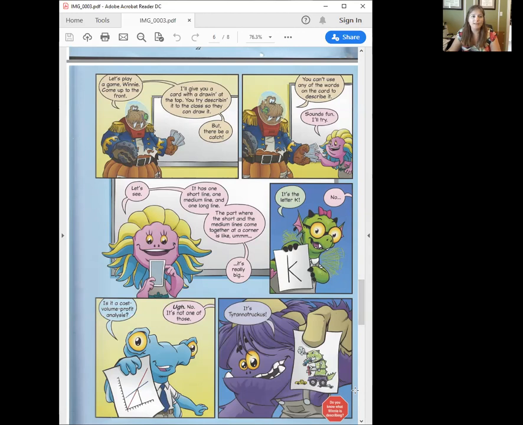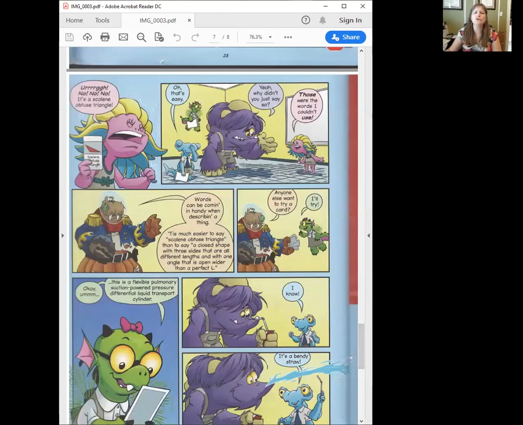Do you know what Winnie is describing? Let's read it again. 1 short line, 1 medium line, and 1 long line. So 3 different length sides or lines. The part where the short and the medium lines come together at a corner is really big. What do we call the really big one? No, it's a scalene obtuse triangle. Scalene, 3 different sides. Obtuse, really big angle, right?